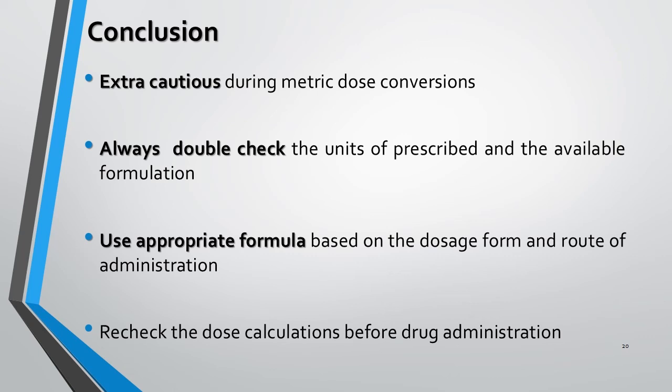Double-checking is standard practice intended to improve patient safety, which requires two qualified health professionals, usually nurses, independently checking the prescribed medication before administration to the patient. A specific formula based on the dosage form and route of administration should be implemented. The dose calculation should be reevaluated and the correctness of the evaluation should be reassured before administering the drug.